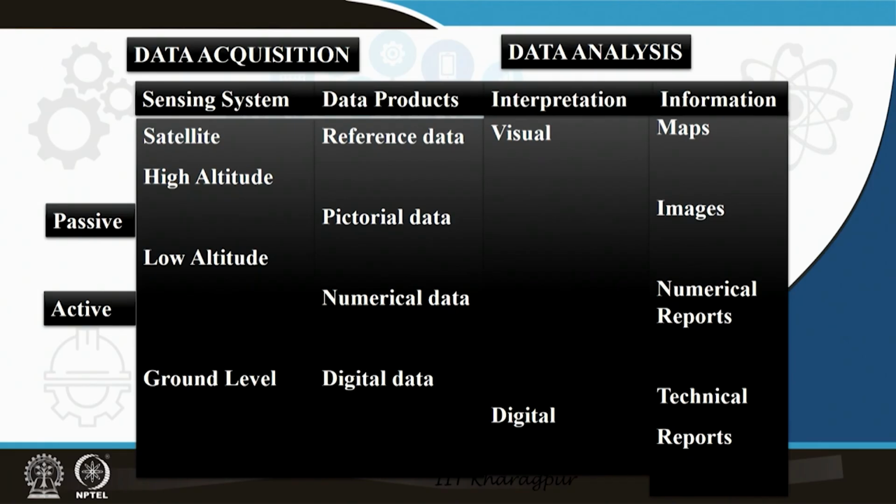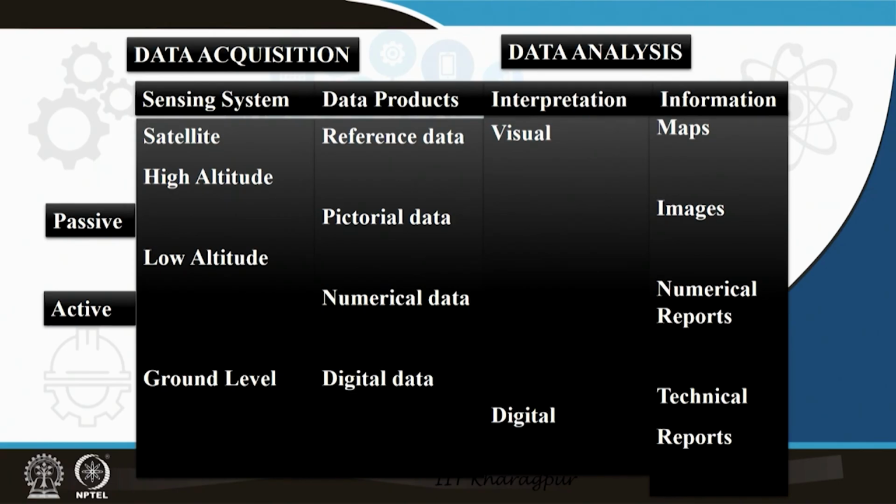Now once you have sensed the data, it is transformed into digital data, which may be in the form of a raster image, or numerical data if it is sensed for a certain aspect or phenomenon, or pictorial data, only the captured image, or it may be in the form of reference data. Reference data is extremely important when you want to validate remote sensing data. So you need reference data.